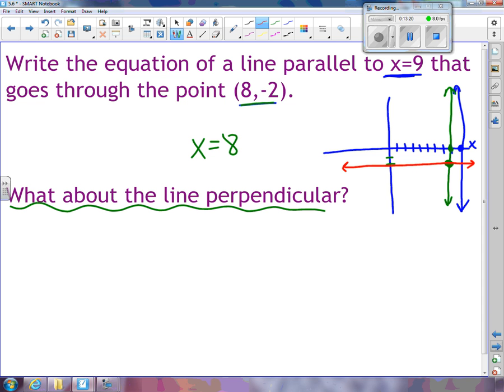Now all horizontal lines have an equation of y equals some number. We just have to figure out what that number is. If you look at your line, it goes through -2 on the y-axis. Therefore, the equation must be y equals -2. So these numbers, if you look, are the same numbers from the point that was given.